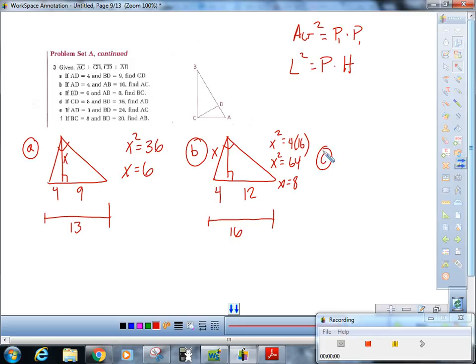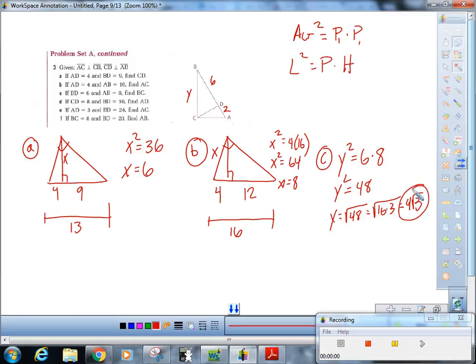C. Alright, let's see if I can just kind of... BD is 6. AB is 8. That makes this part 2. The whole thing is 8. Find BC. So we would say leg squared is part times whole. Okay? So square root of 48 is equal to y. Well, that's the square root of 16 times 3. So it's 4 radical 3.